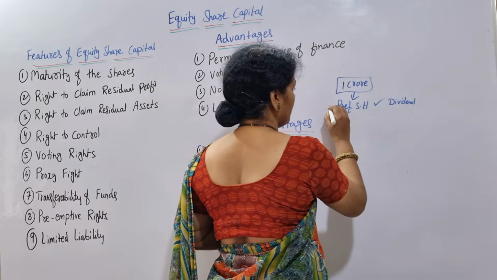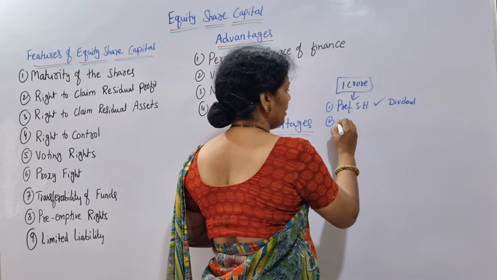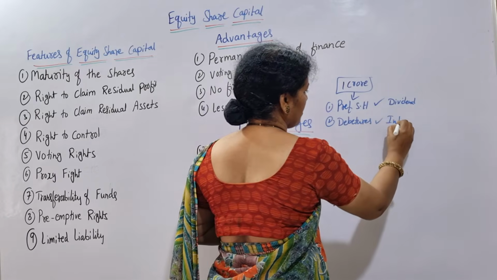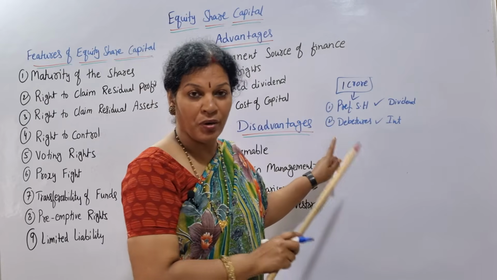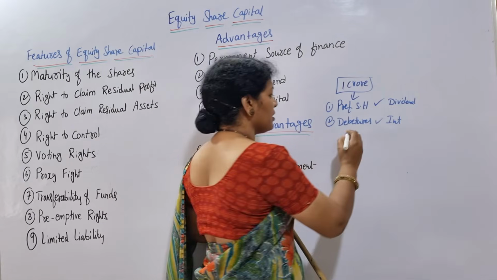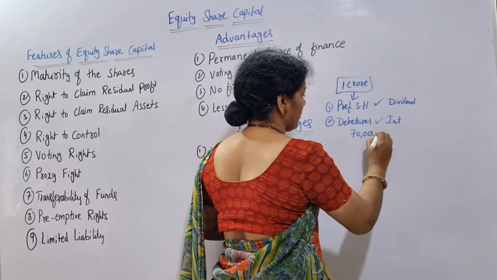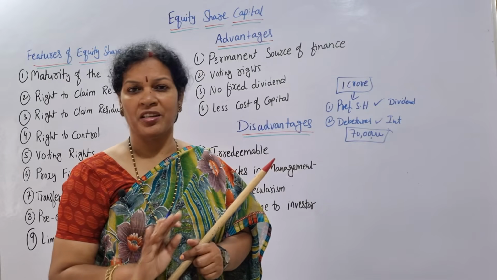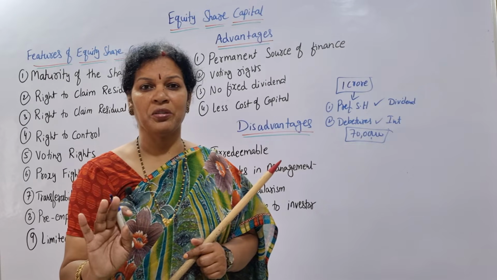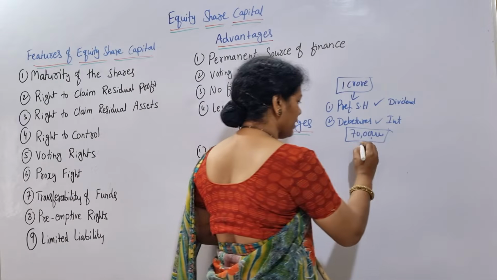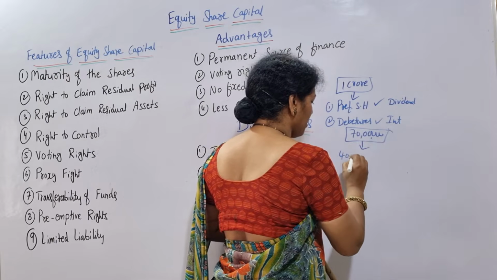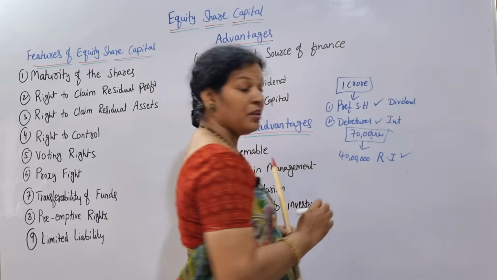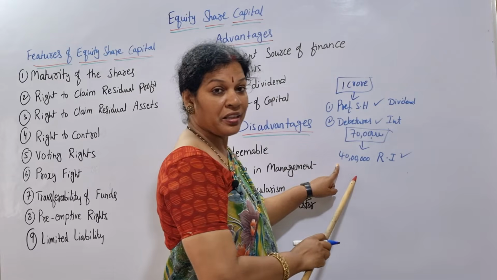Then after that, second, they'll pay the debenture holders. What do they pay? Interest. After paying these two, whatever is left, suppose 70 lakh is left. Out of 70 lakh, they want to keep some amount as retained earnings. The 70 lakh they are not going to distribute to the equity shareholders. Suppose out of 70 lakh, 40 lakh they want to keep as retained earnings for future purposes.